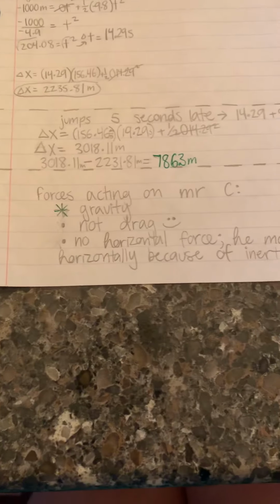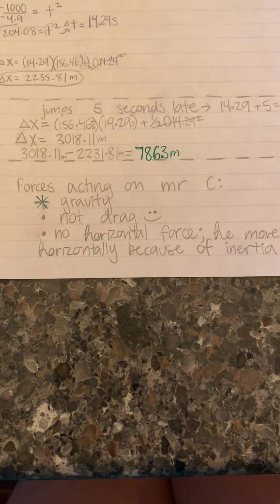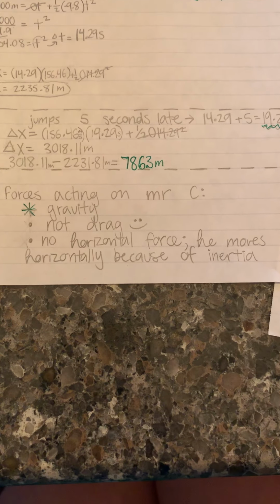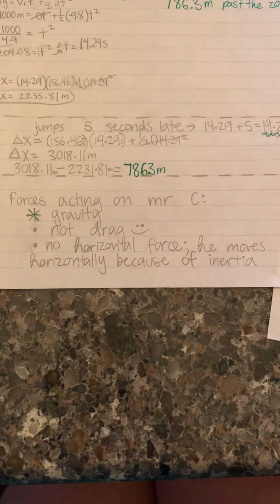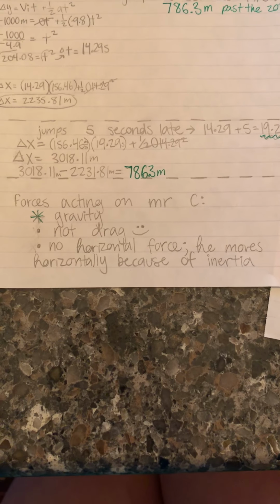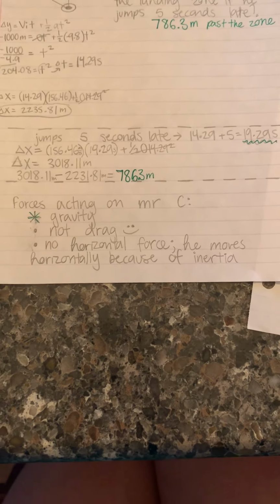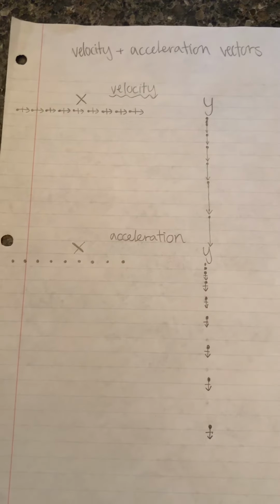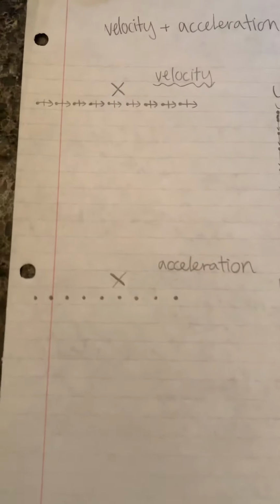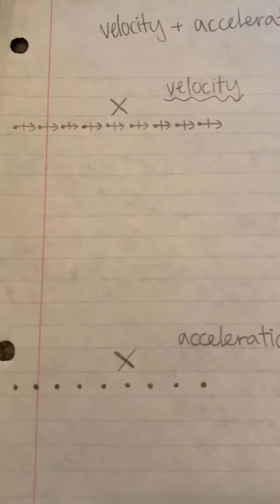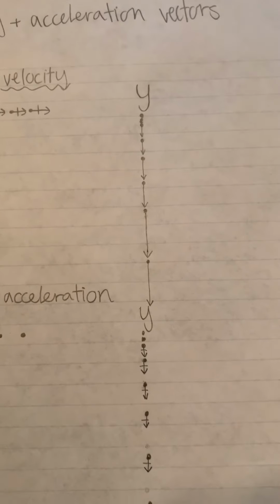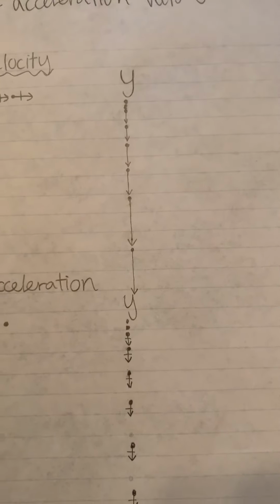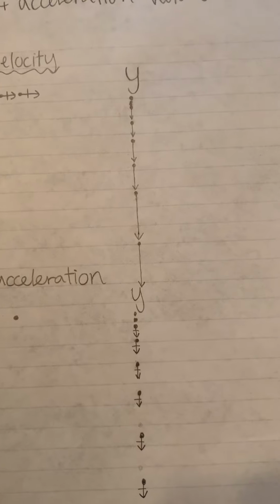And now we know that the forces acting on Mr. C are gravity, because his acceleration due to gravity is negative 9.8 meters per second squared. Drag is not acting on him in this situation, and there's no horizontal force acting on Mr. C because inertia is what causes him to move horizontally. So moving over to our velocity and acceleration vectors, in the x direction, his velocity is constant, and I marked that. And in the y direction, his velocity increases by negative 9.8 meters per second squared.